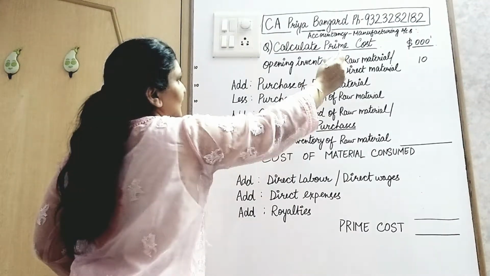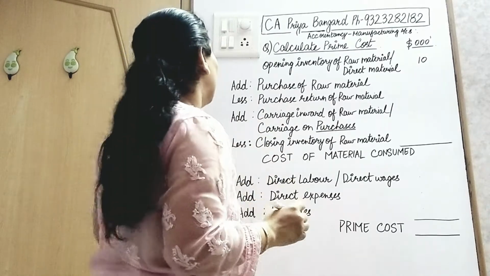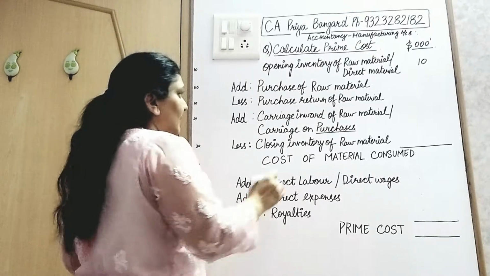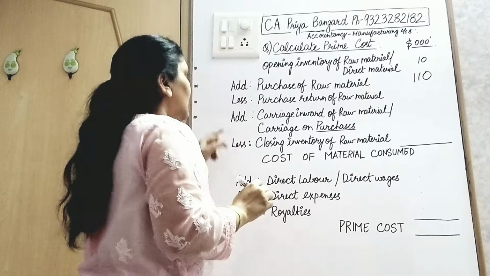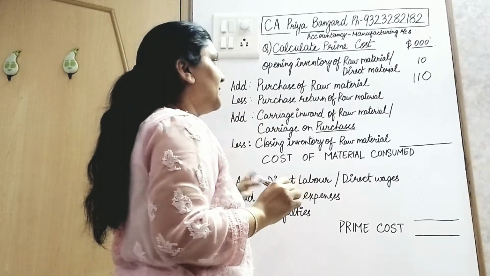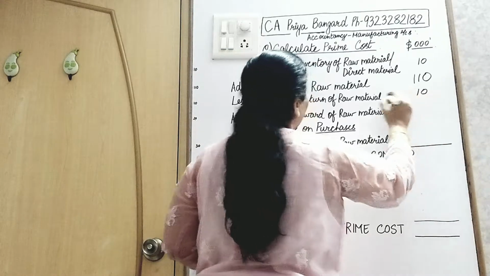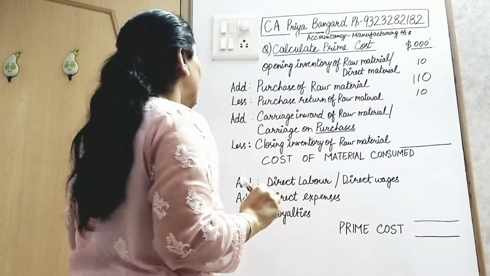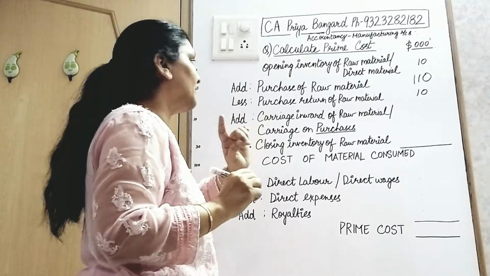So opening inventory of raw material or direct material is, for example, given 10. Now you have to add purchase of raw material. For example, it is given as 110. Less purchase return of raw material, if any. Say in question it is given as 10. So you are subtracting this. Add carriage inward of raw material. Carriage inward ही add करना, carriage outward मत लेना.